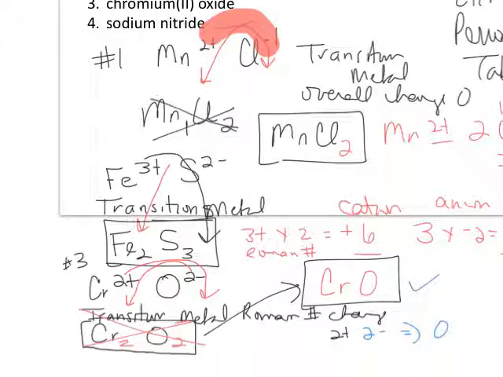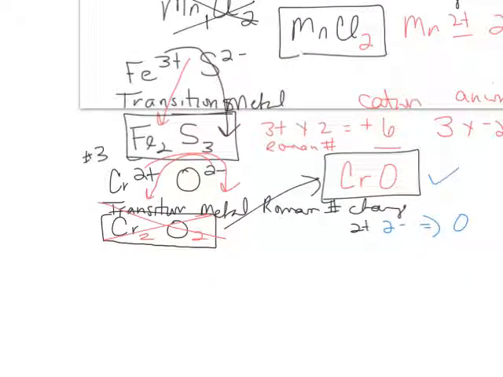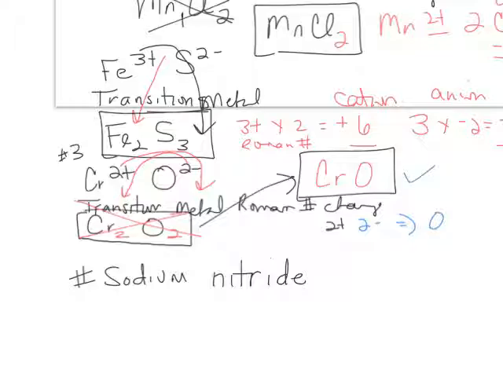Our next problem is sodium nitride. I'll rewrite down here number 4 is sodium nitride. Let's just double check that. Sodium nitride, yes, sodium nitride. So we look for sodium. Sodium is an alkali metal, so it's in group 1. It's going to be a +1, Na, sodium. Nitride is in group 5A, and therefore it is going to be a 3-.